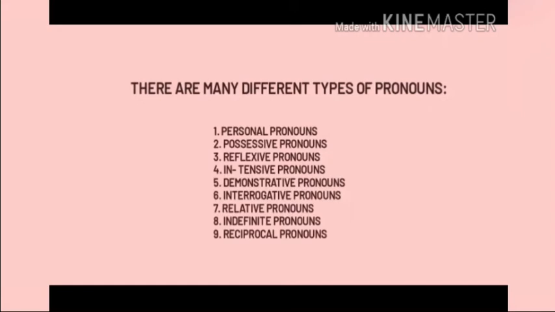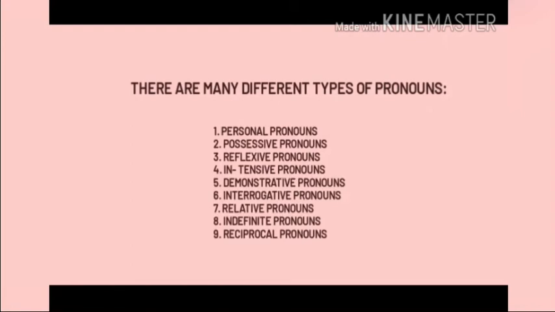And second, possessive pronouns are pronouns that show ownership. In other words, something belongs to someone else: my or mine, your or yours, his, her or hers, its, our or ours, their or theirs. For example, that book is mine. Their shoes are under the bed.